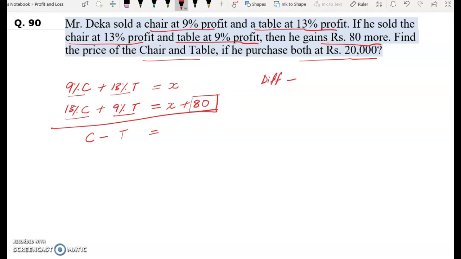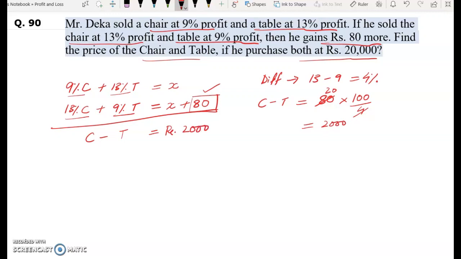Difference of profit is how much? 13 minus 9 is equal to 4%. Now C minus T, the difference of chair and table will be this 80 more. We will divide this by 4%. If we divide this by 4%, this will be 100 into 100 by 4. So 4 into 20, this will be 2000 rupees. So C minus T is rupees 2000.